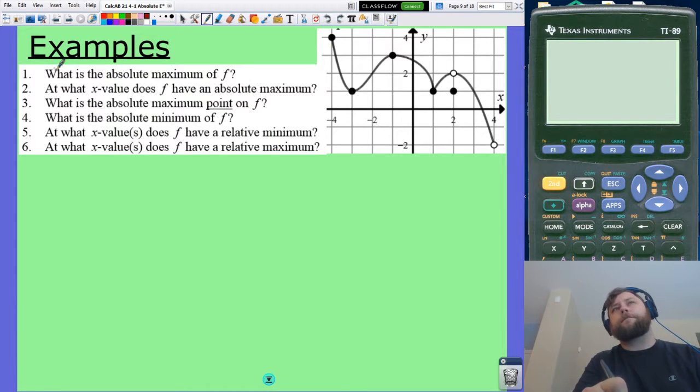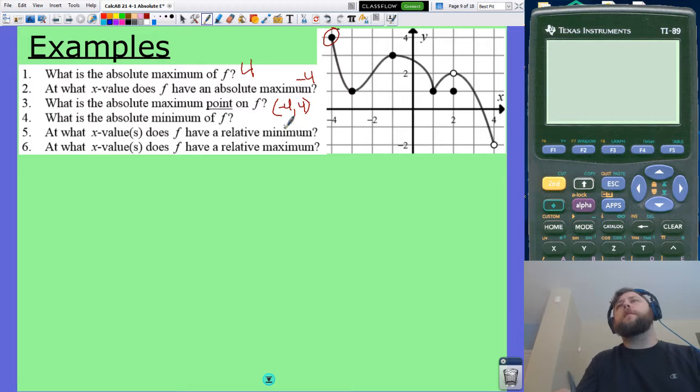So this is a picture. What is the absolute maximum of f? Well, if you're looking at that, that's the y value, and this is the highest y value, so it's 4. At what x value does f have an absolute maximum? So we know it's 4, it's right here. What's the corresponding x value? -4. Now, if I wanted to write that, what's the absolute maximum point? I'm writing that as an ordered pair, (-4, 4). So these are all asking about this point. It's just asking you different ways to represent what that is.